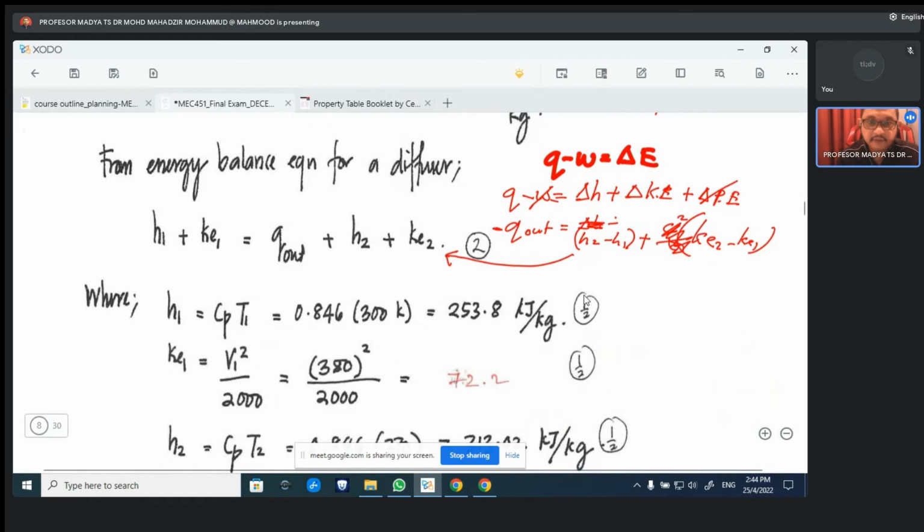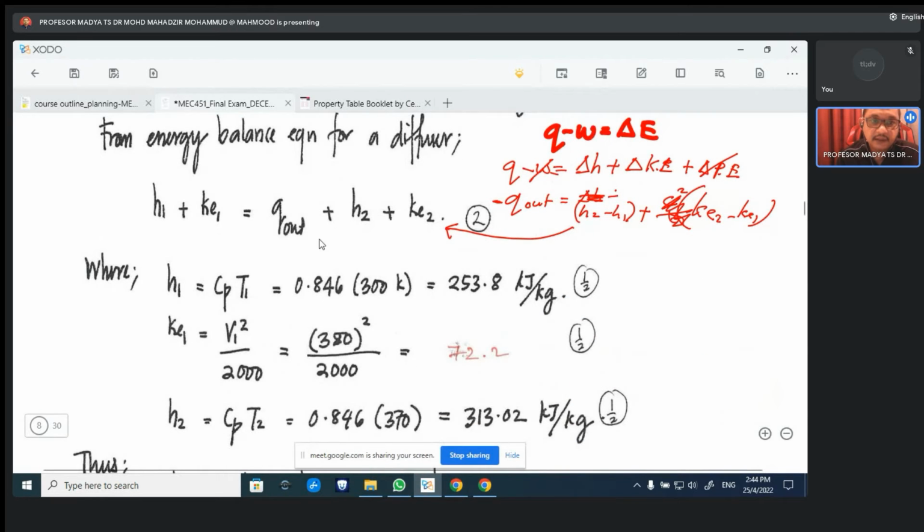So from here, we want to find H1. Actually, using the ideal gas assumption, we know the formula of Cp is equal to delta H over delta T. So this is how we can find H1. H1 equals Cp times T. For state number 1, T has been given in the question, also Cp. So we get the answer for H1.